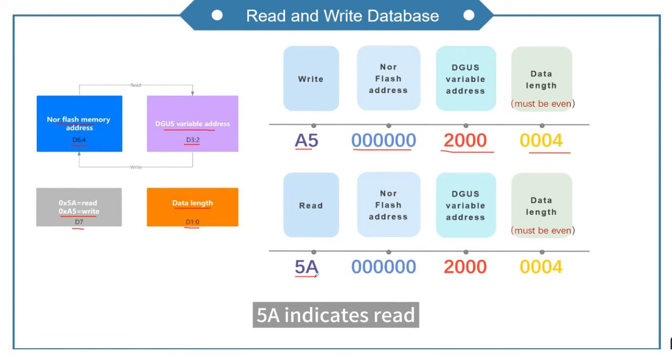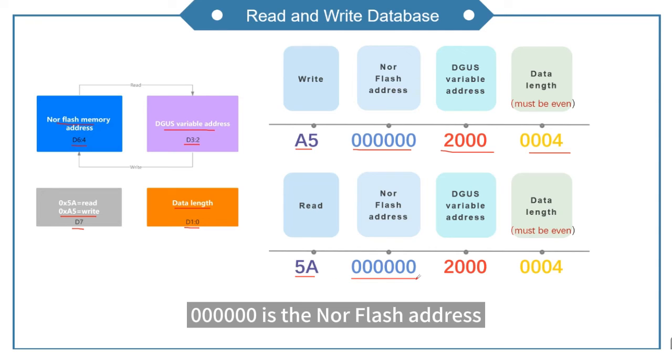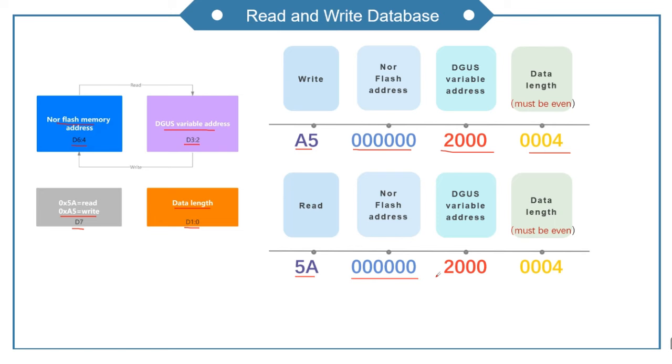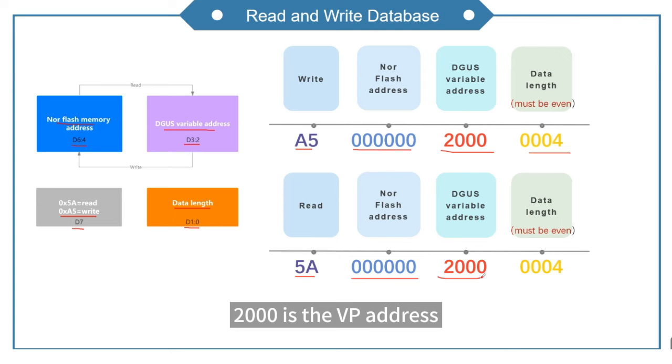The second command is reading the flash data into the VP address. 5A indicates read. 000000 is the NOR flash address. 2000 is the VP address. 0004 is the data length.